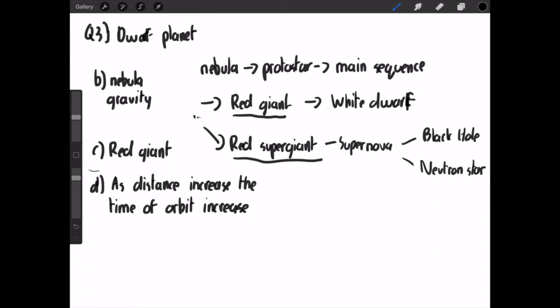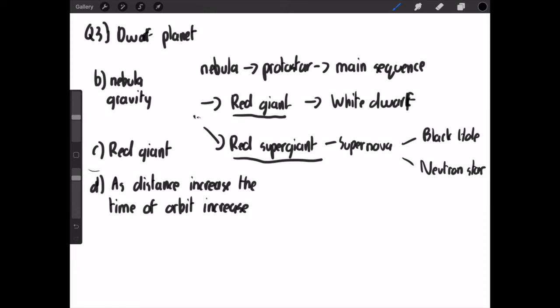Distance increases, the time of the orbit increases. The planets which are further away will take longer to orbit. I mean, things like Neptune, you can see that that's 165 Earth years, which is quite spectacular. That means it's not even done a tenth of an orbit in your entire life, even though you guys have done 14 or 15 of them.